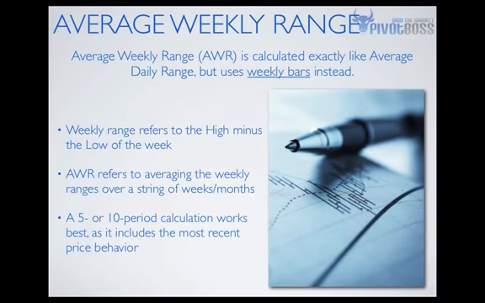Average weekly range is calculated exactly like average daily range, only uses weekly bars instead. So what we're looking for is the high minus the low on a week-to-week basis. Average weekly range refers to averaging the weekly ranges over a string of weeks or months. So if you're using a 10-period average weekly range, 10 periods means you're looking back 10 weeks. But when you're doing that on a weekly chart, it's only 10 bars, right? So if you do a 52-period average weekly range, you're looking to see what the average weekly move was over the last year of trading.